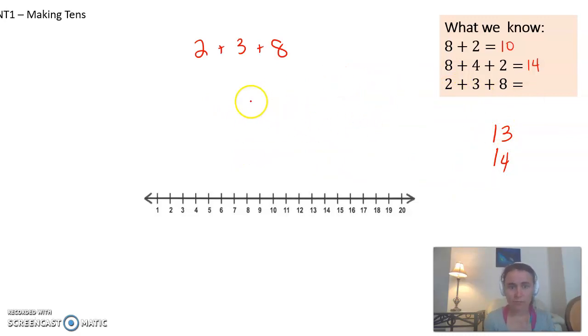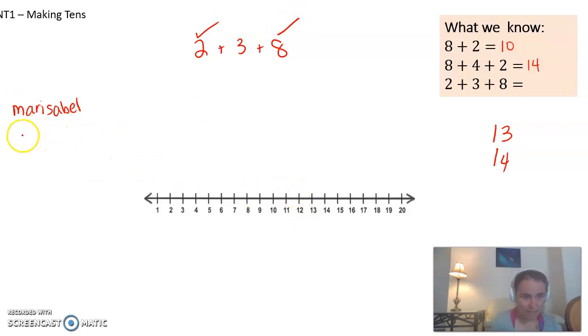So I would call on a student to give me their strategy. I'm going to record whatever strategy they give, but I'm hoping that somebody is going to say that they added 2 and 8 first. So let's say Marisabel says that. So Marisabel says, I added 2 and 8 first. Interesting, Marisabel. Why did you add 2 and 8 first? It looks like the 2 and the 3 come first. Why did you decide to add 2 and 8 first? So I'm hyper-emphasizing that she made that decision.